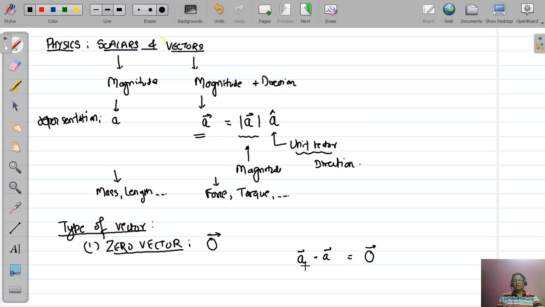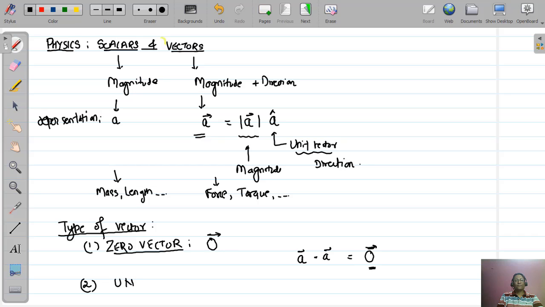To make this equation consistent, the subtraction of two equal vectors should also be a vector. So we required a vector that is the zero vector. It has magnitude 0 and direction is indeterminate. That is, we can't find the direction.